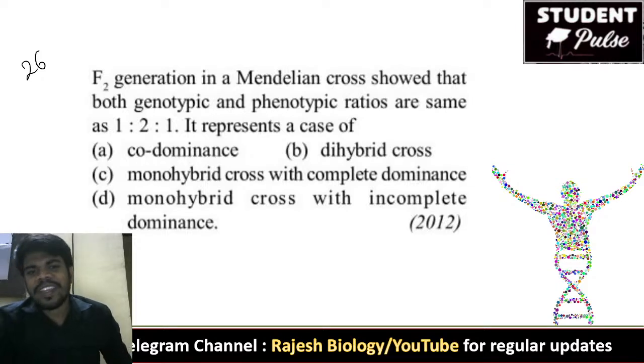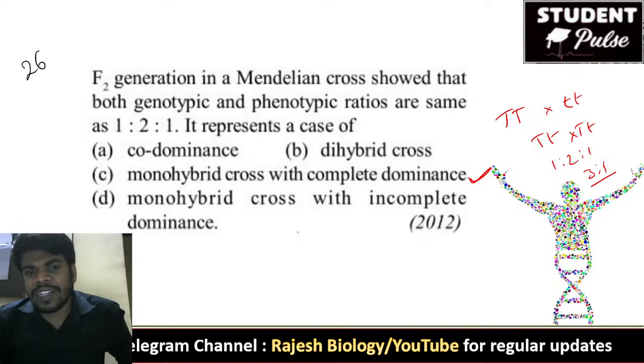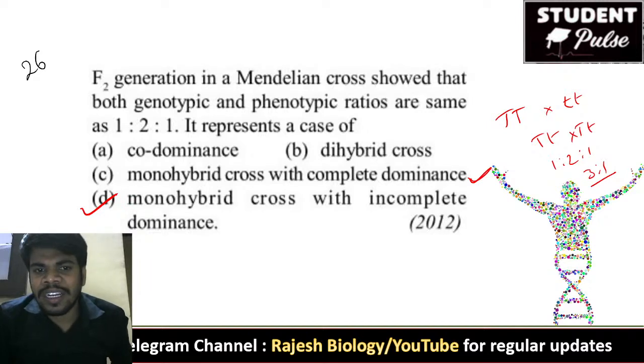Superb, Lokesh. Incomplete dominance. No, Sahina, it is not complete dominance. Complete dominance means what? T T, and T t. That is like this. This is 1 is to 2 is to 1 genotype, 3 is to 1 phenotype. That is complete dominance. But incomplete dominance, so what Lokesh said is right. Monohybrid cross. Pooja also, very good. Pooja and Lokesh. The D is the right answer. Monohybrid cross with incomplete dominance.